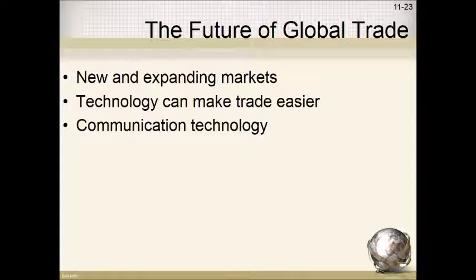So now we're going to take a look at the future of global trade. So global trade, there's always going to be new and expanding markets. Technology is always improving, technology is always changing, and it is making trade easier and easier. Communication technology has made it a lot easier for businesses to take care of what they need to in foreign markets. So rather than using regular mail to send information, emails can make processing of business deals much faster.